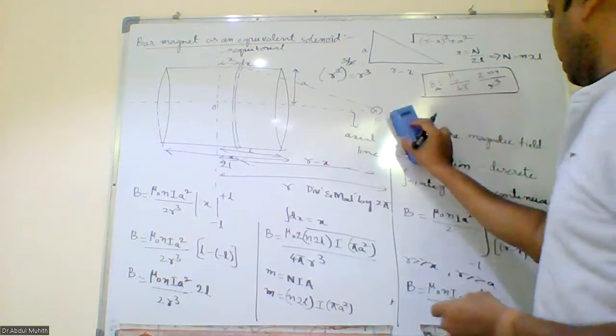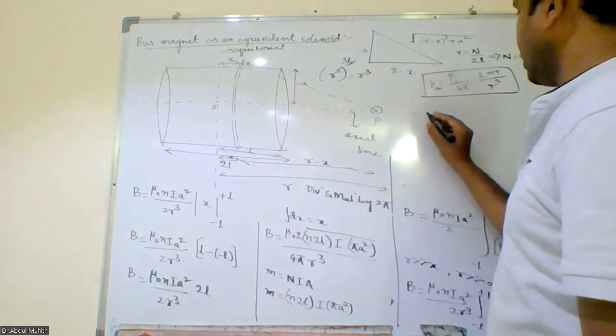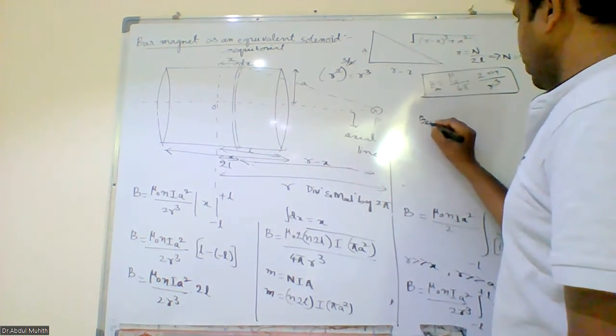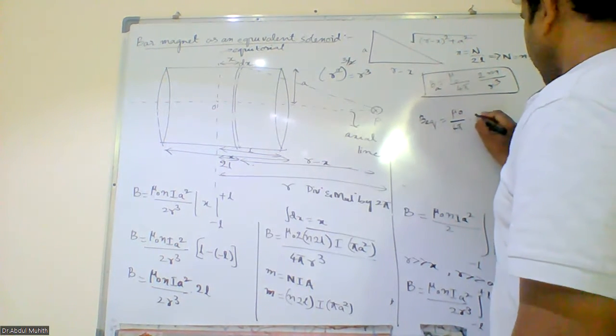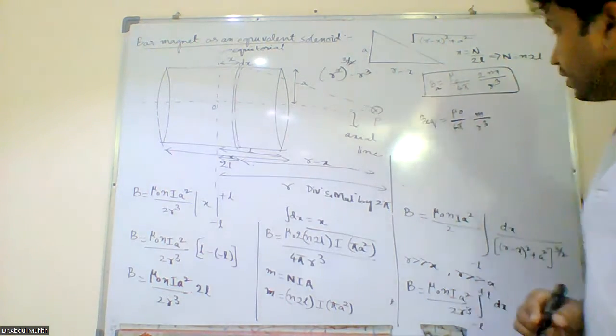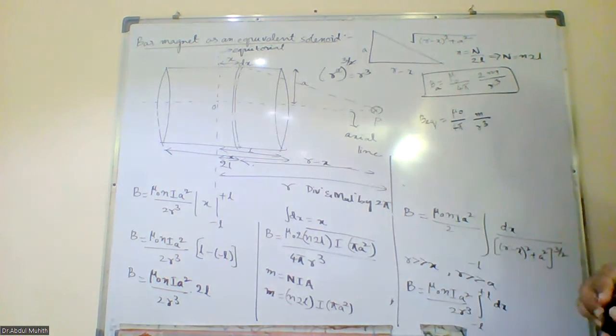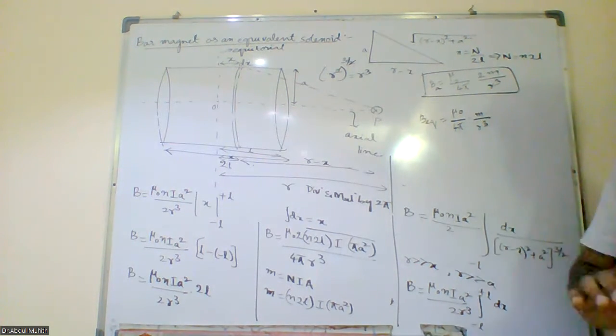Yes, it's very simple. Now the next one is what we have to find out for the equatorial line. For the equatorial line, what is the formula? Mu 0 by 4 pi into m by r cube. Is that clear? Now tell me, what is mu 0? What is mu 0?